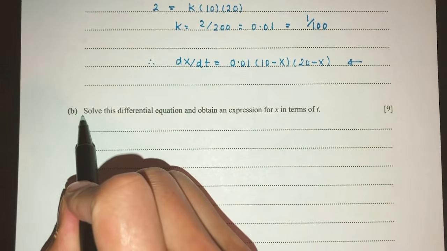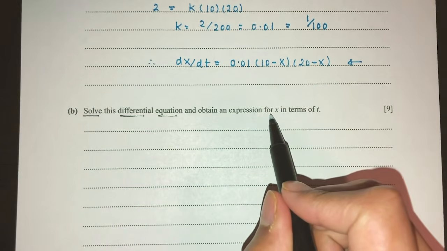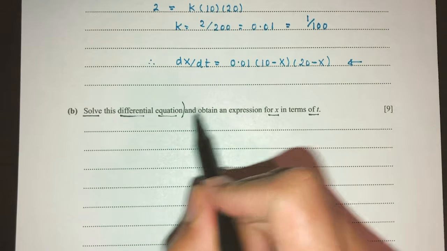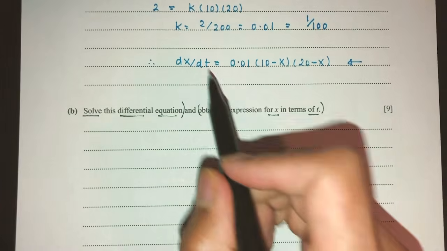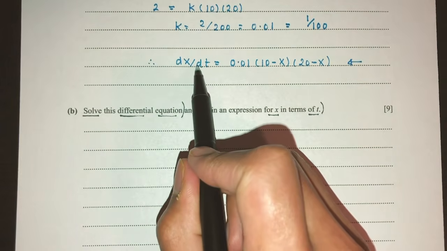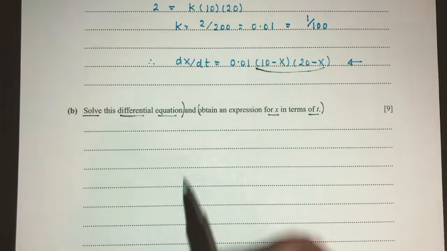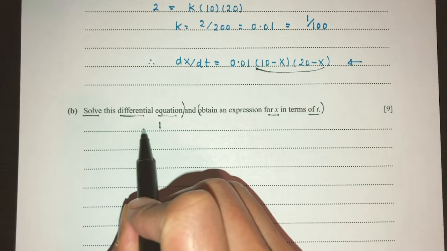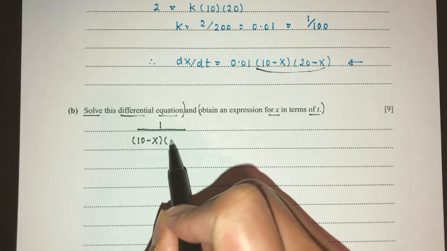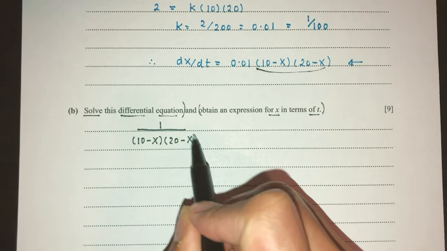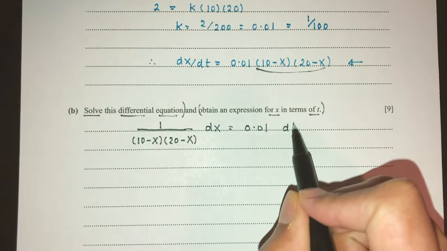Okay, now move on to part B. We have to solve the differential equation and obtain an expression for x in terms of t. So let's do it. We have to first solve the equation. So as you can see here, we have dx and dt. So we have to send all the x values to one side and we send dt to the other side. You will have 1 divided by 10 minus x times 20 minus x dx is equal to 0.01 times dt.